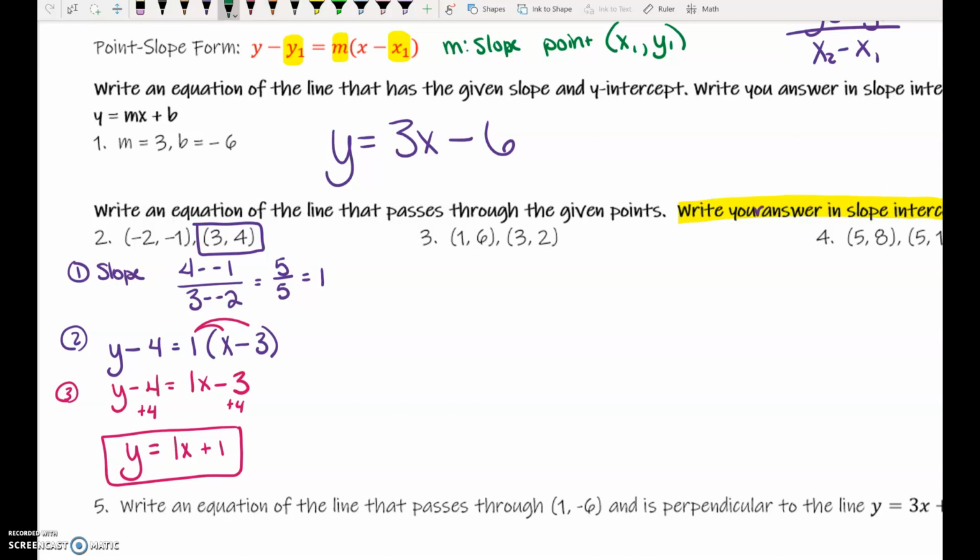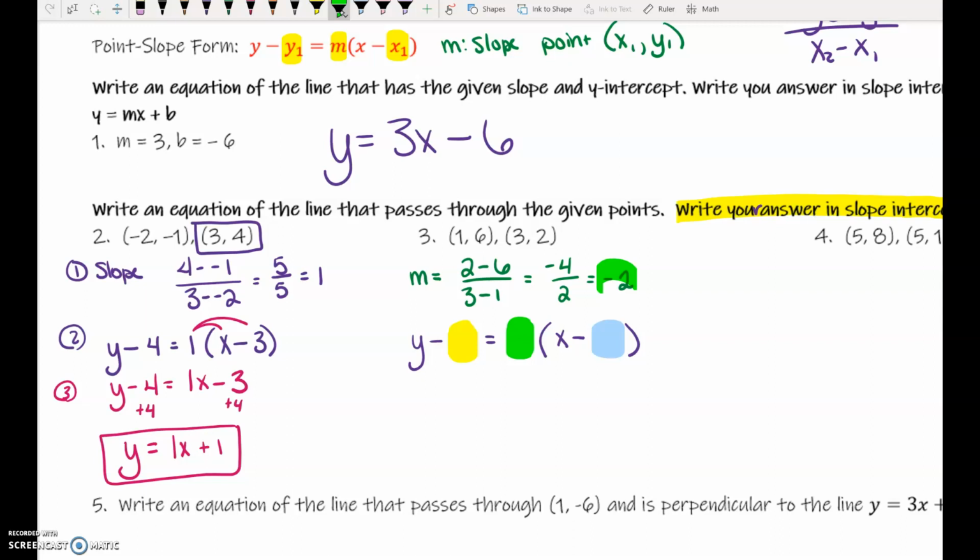Okay, number 3. Step 1, find your slope. I want you to pause the video and find the slope on your own. I found that my slope is -2. Did you get -2? Yeah. Okay. That goes in front of the parentheses in our point-slope form. We need to pick which point we want to use. And the good news is it does not matter which point you choose. When you get it into slope-intercept form, it will make the same equation regardless of which point you used.